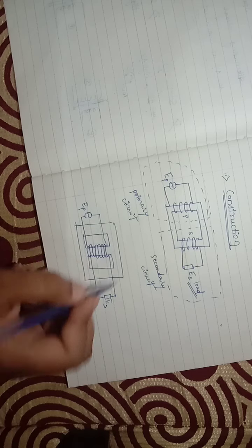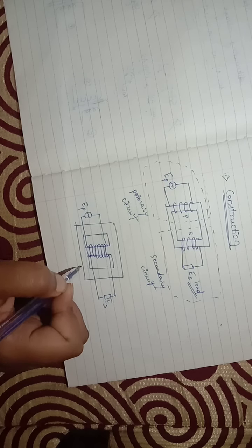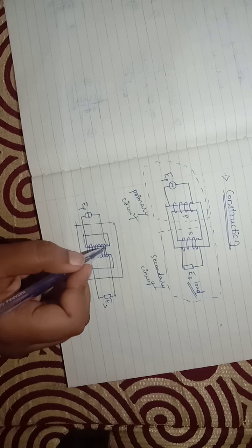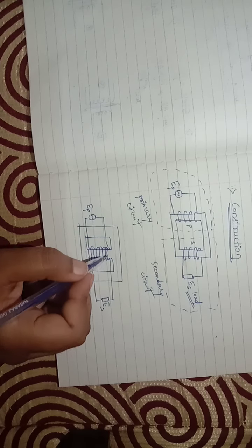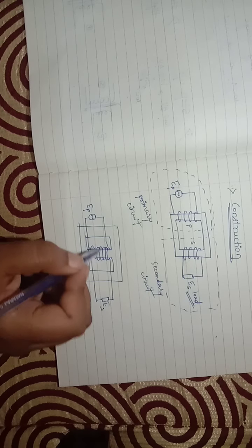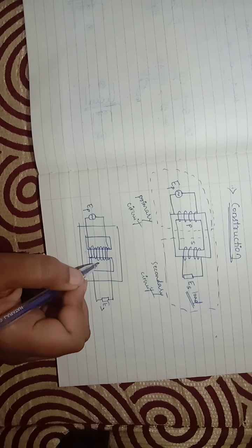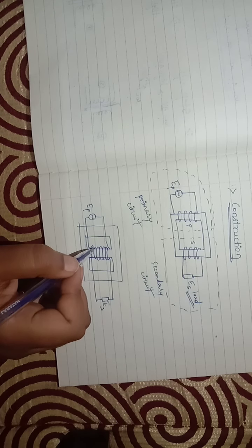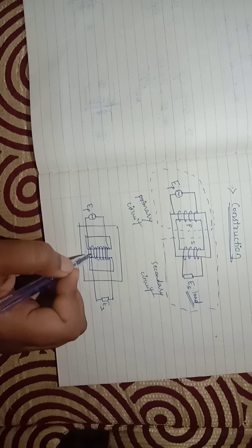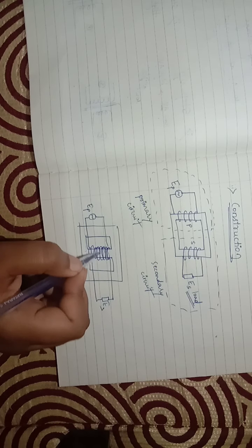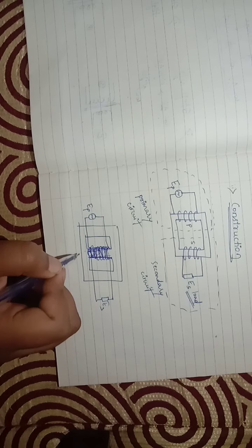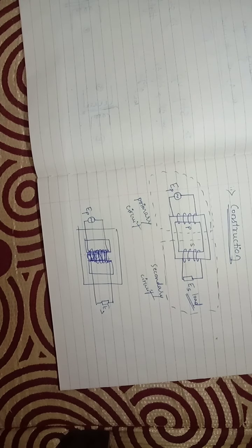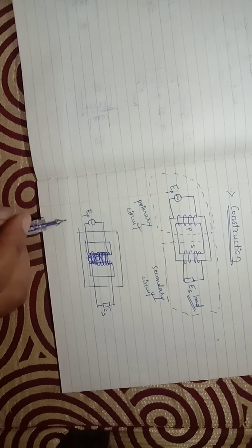This diagram shows an arrangement in which the primary coil and secondary coil are on a single limb. They are wound on a single limb such that one winding is on top of the other. Means primary and secondary are mixed here, wound along with each other on the single limb. Understood? This is the construction of the transformer.